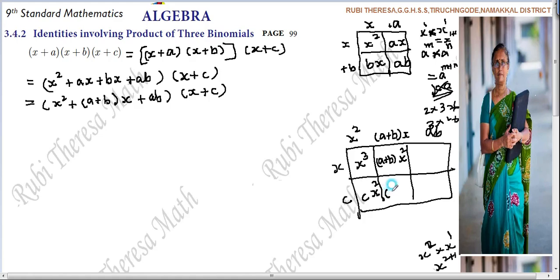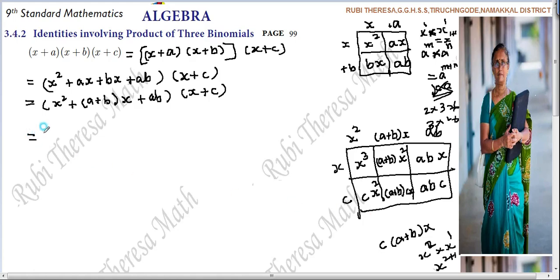A plus B into Cx, or otherwise C into A plus B into X. Like that also you can write. Understand? இப்படி எழுதலாம் நீங்க. C into A plus B into X. இப்படியும் எழுதலாம் நீங்க. சரியா? Do you follow? Next one. X into AB. அப்ப என்ன பண்ணலாம்? ABX. C into AB. இது என்னன்னு வச்சுக்கலாம்? ABC. Do you follow or not?